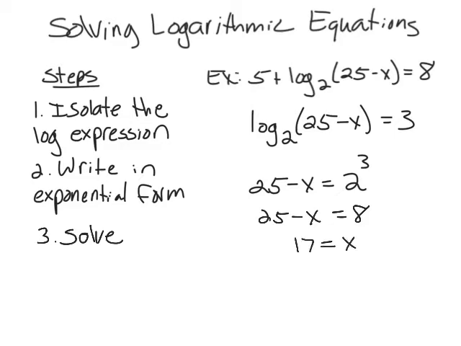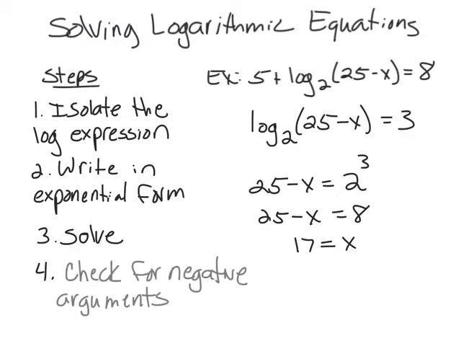Now before we can say that's our final answer, we do have to check for negative arguments. So that's the fourth step, to check for negative arguments. I can't have a negative value as an argument because I can't raise any base to any exponent and obtain a negative value. So in this case, we're good because if x is 17, 25 minus 17 still yields a positive argument. So that's my final answer. X is equal to 17.